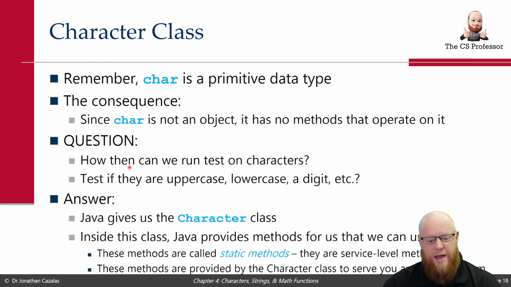This character class has methods inside it that are service level methods. We call them static methods. They're methods that serve you. You want to send over a parameter to that method and check, is this an uppercase letter? Java has your back. You want to send over a digit and check if it's a digit? Java can help you. These methods are provided in the character class to serve you in your program, and they're service methods that are called static methods.